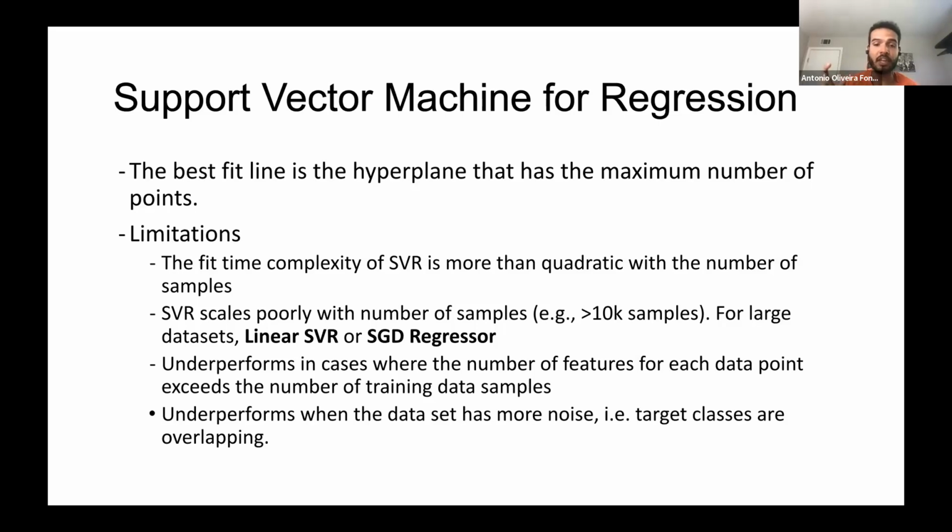You have several types of kernels that you can use, which basically stands for the type of transformation that you do to the data. Everything that I have described to you so far is the linear support vector regression, which is one specific type. And you have this approximation that's already implemented, an optimal implementation just for linear support vector regression. Or this other one, SGD regressor, that I'm not going to get into for the sake of time. It underperforms in cases where the number of features for each data point exceeds the number of training samples.